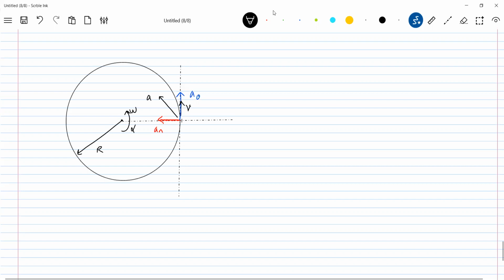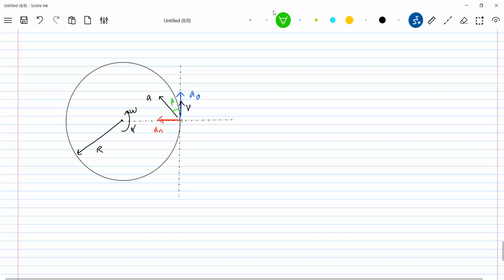A tangential. Okay, I know the total acceleration vector and the velocity, that's all. A normal in terms of A and V. A theta in terms of A and V. So what is this angle? This angle is equal to beta, the angle between tangential velocity and total acceleration.